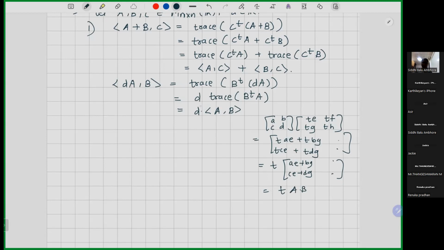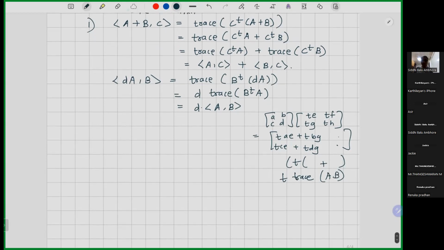So we can take the T to be common, and if I am just talking about the trace of this matrix, then the trace will be this T into everything, and this T if I take common, then it becomes T into trace of this matrix AB. I hope I'm making myself clear here what is happening. Okay, so you can just verify this by numbers or just a 2 cross 2 matrix example that this holds here, okay?